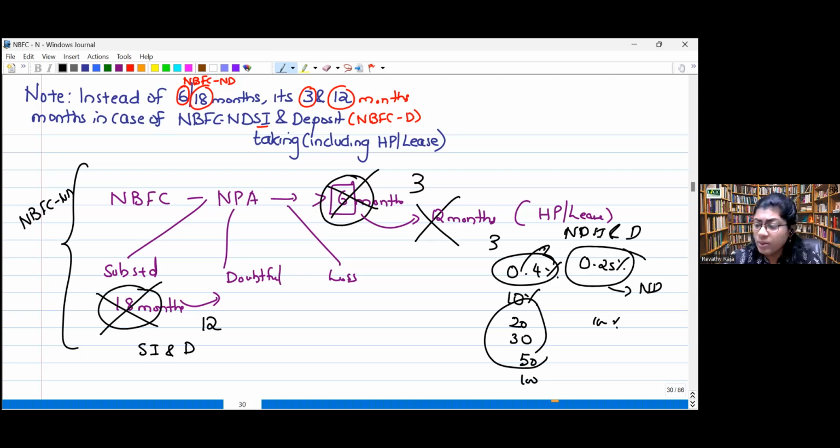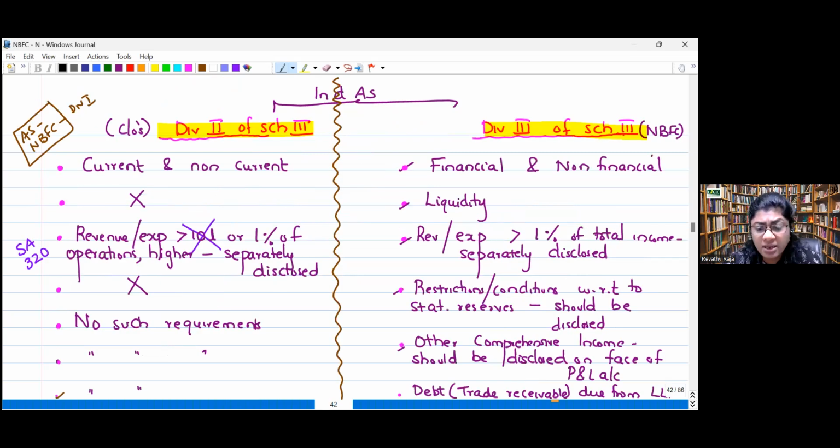Okay. And then one more feature we said, the difference between Schedule 3 Division 2 and Division 3. Division 2 is for the usual company, Division 3 is for NBFC. Now, what is the similarity? In both these cases, the similarity is Ind AS and both are companies. One is a general company, another is specifically an NBFC.